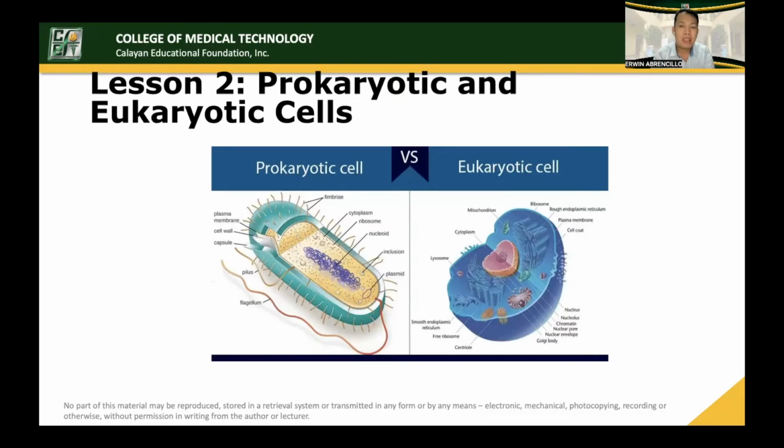Now, as you can see here on the illustration, the one on the left is the prokaryotic cell, and the one on the right is the eukaryotic cell. So, in this lesson, we are just going to determine the differences and perhaps similarities of the two cells. Just to give you a background, based on the timeline of the evolution of organisms, the first to exist were the prokaryotic cells, and eukaryotic cells were formed out of the evolution of the prokaryotic cell.